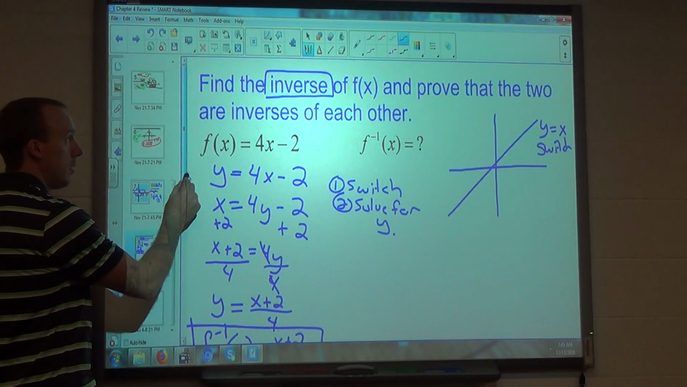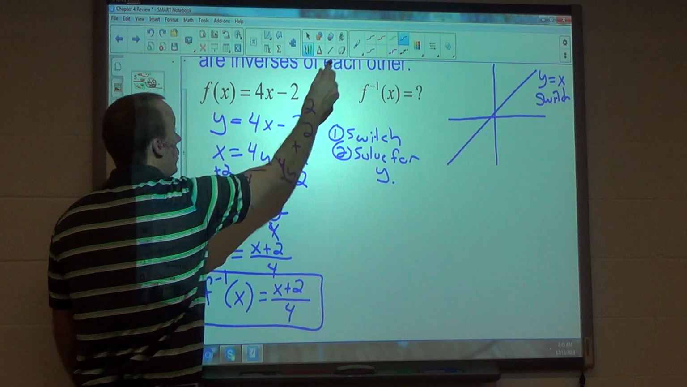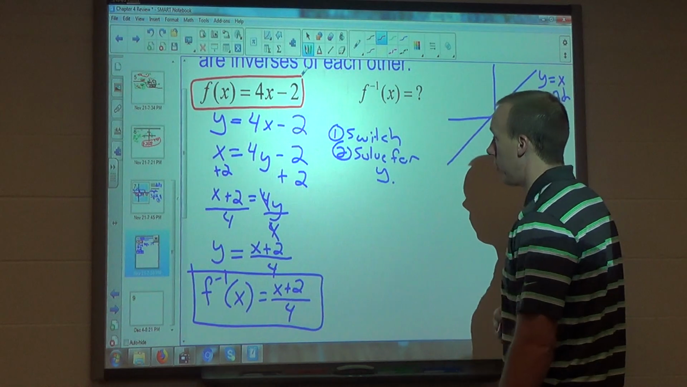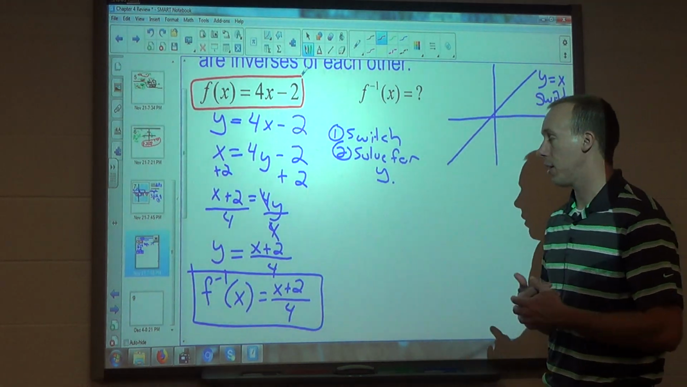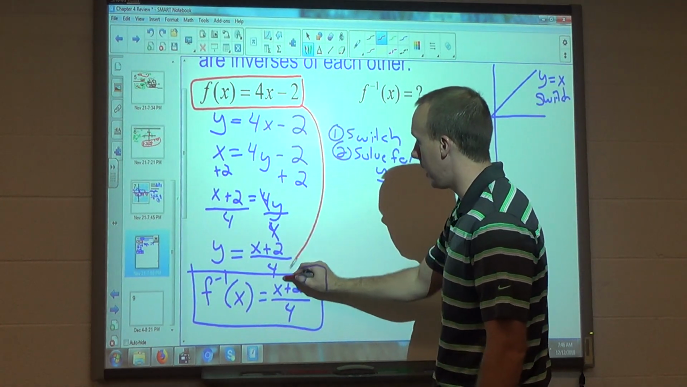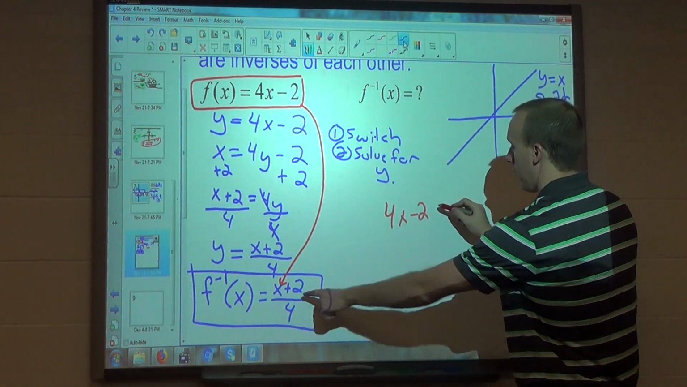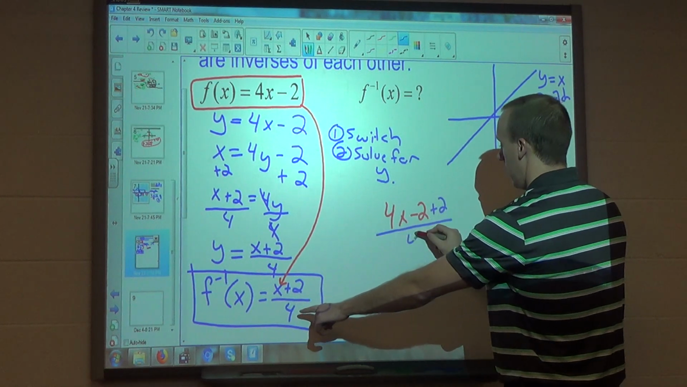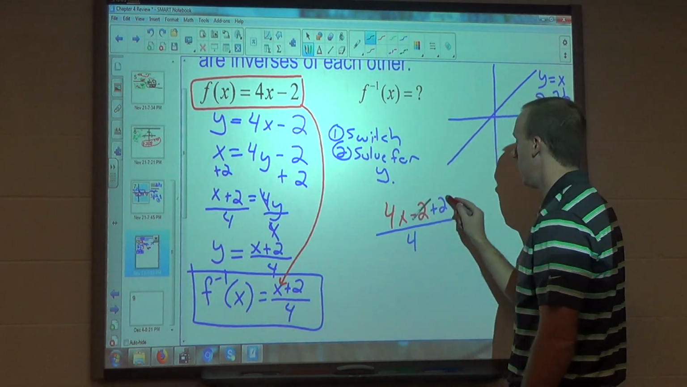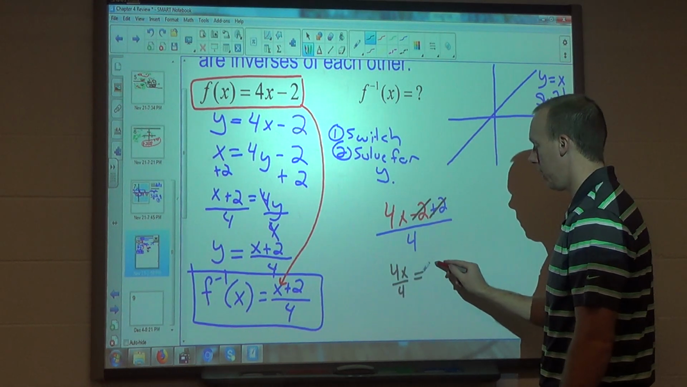Now, it says here, find the inverse of f of x and prove the two are inverses of each other. So if I now have the two equations, so I have the inverses, how do we prove that they're inverses of each other? You just plug them into each other and we should end up with the letter x in both directions. So if I take this function and plug it in down here, I'd have 4x minus 2. And then if you have the rest of it, it'd be a plus 2 all over 4. Now if I simplify that, the 2 and the negative 2 would cancel here. And then I'd be left with 4x over 4, which those cancel and give me x.